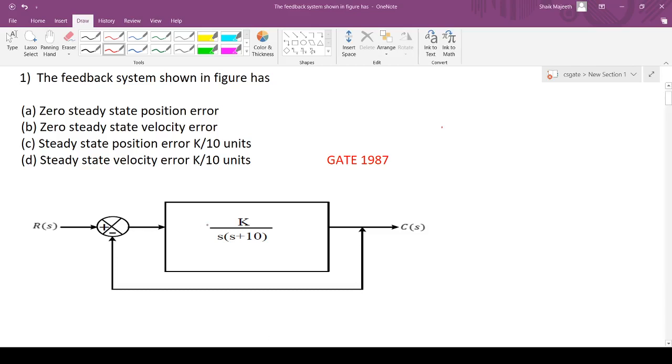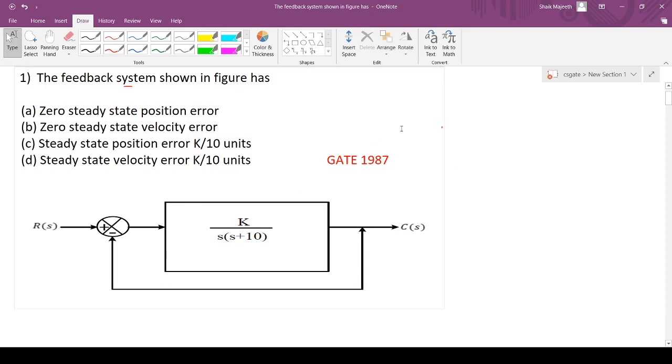Hi friends, in this video we talk about steady state error related problems asked in a previous year GATE examination. The first question is: the feedback system shown in the figure has 0 steady state position error, 0 steady state velocity error, steady state position error with K by 10 units, steady state velocity error K by 10 units.